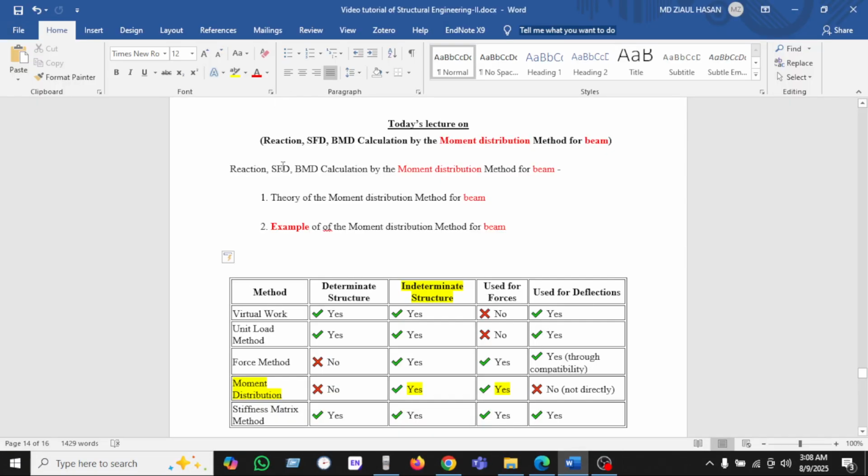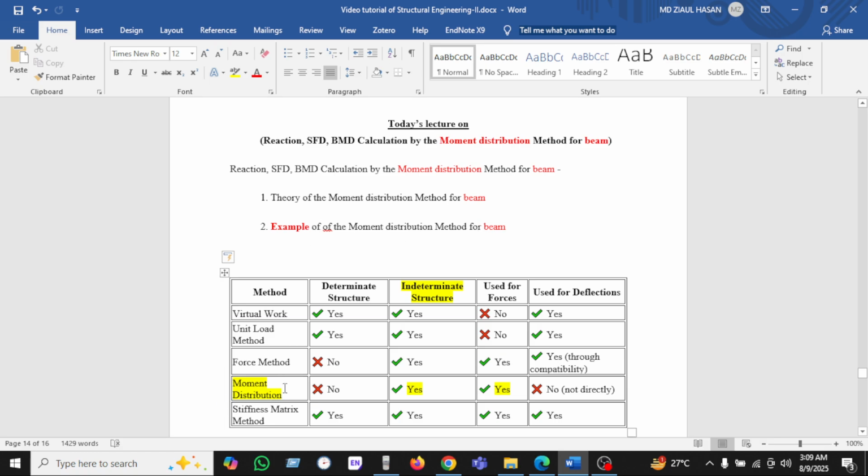Hello everyone, today I'm going to deliver another lecture on calculation of reaction, shear force and bending moment by the moment distribution method for beams. First of all, I will try to cover the theory of the moment distribution method for beams and then give some examples of the moment distribution method for beams. So let's start with the theory.